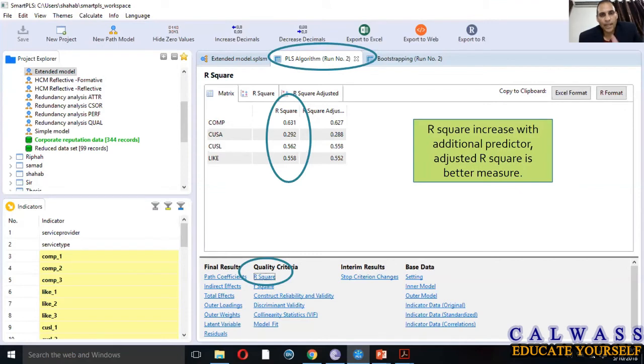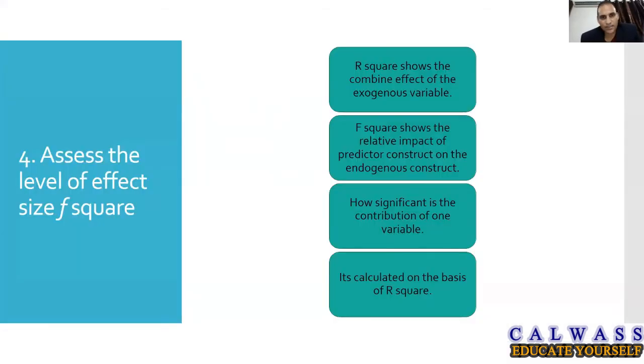For R square, we have to go to the results of the algorithm, and then we can see an option of R square. We click on R square and we get the values. You can see the values 0.63, 0.29, whatever. So we can explain it as we have discussed already.